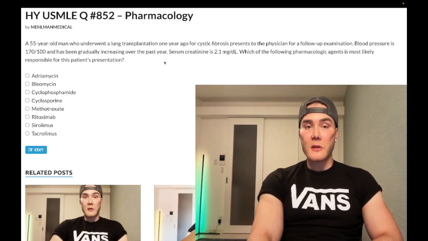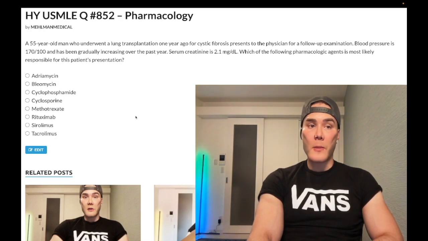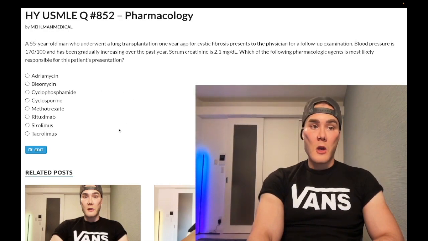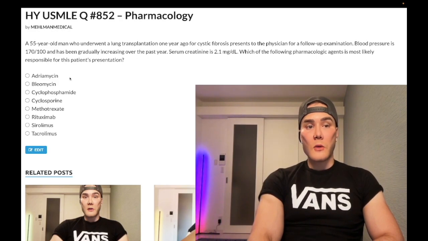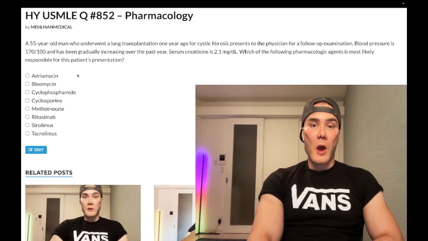We can summarize the stem thus far as: patient had a lung transplant, is on immunosuppressant therapy, has hypertension, renal insufficiency. Let's just hop to the answer choices here. Choice A, adriamycin, wrong answer, aka doxorubicin. You need to know this causes dilated cardiomyopathy, okay?